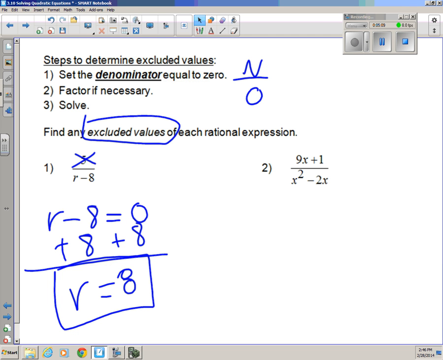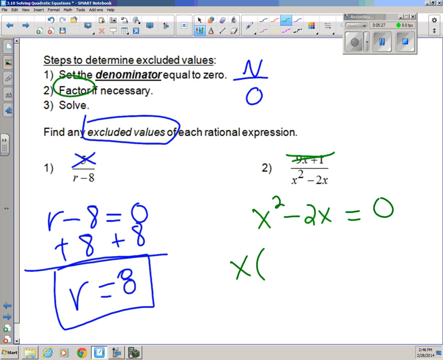Okay? On the next one, numerators are irrelevant. If I take my denominator and I set it equal to 0 and I solve. Well, this is not a linear equation. This is a quadratic. I have to factor. Didn't have to factor in the first one, but this one I do.